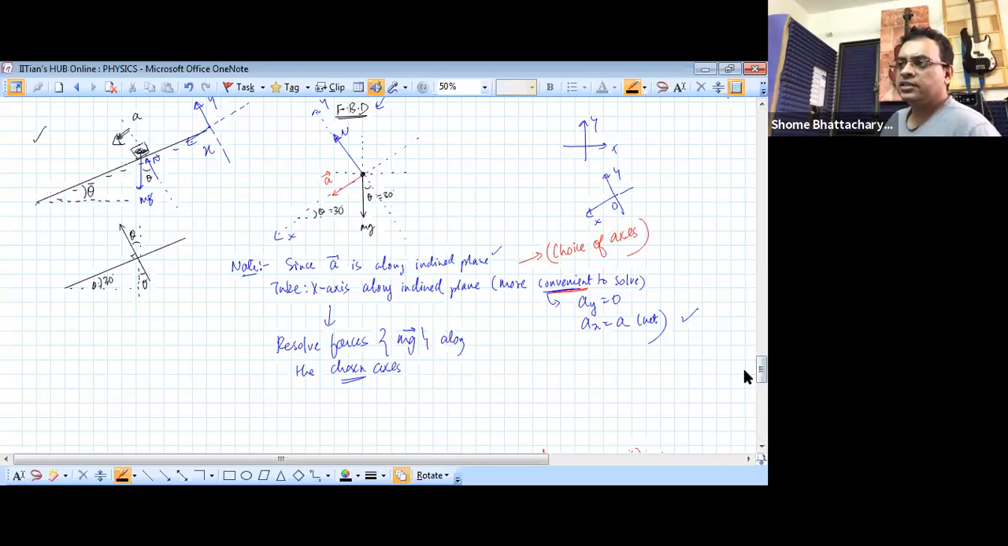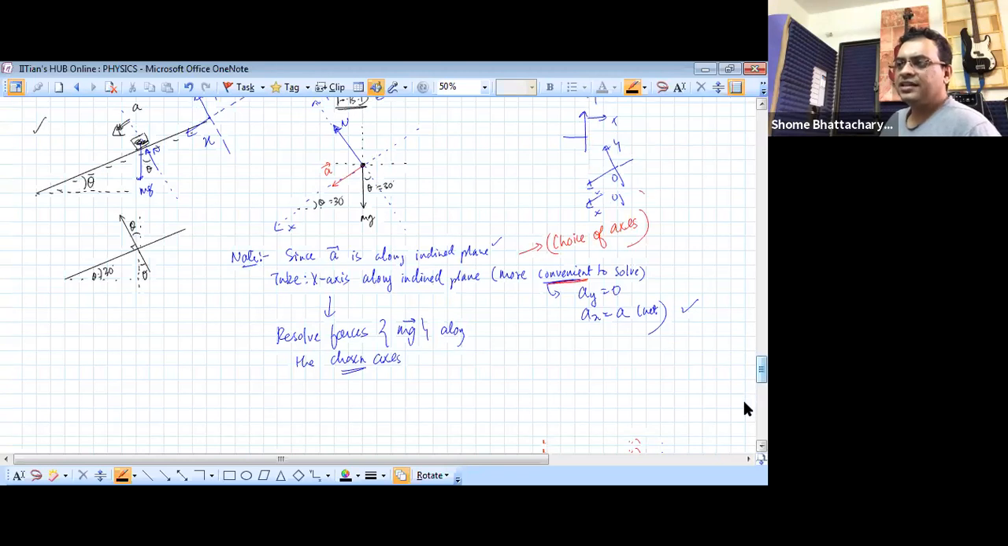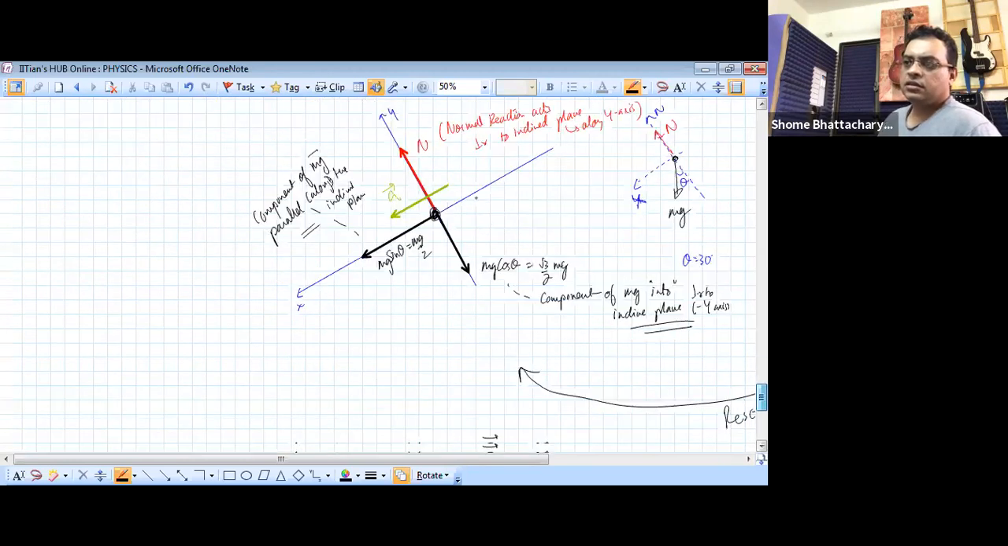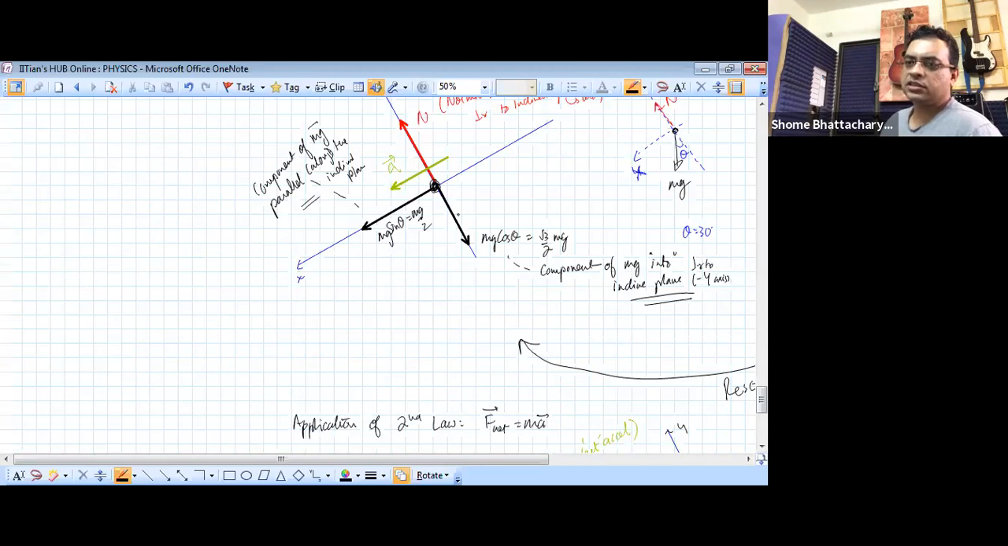I selected the axis according to convenience, so that is done. Having selected the axis, the next thing, resolution of the forces. This is where your vector algebra comes in. So if any vector is making an angle theta with any sort of direction, like let's say with this direction, it's making theta. So with the perpendicular direction, it's making 90 minus theta.